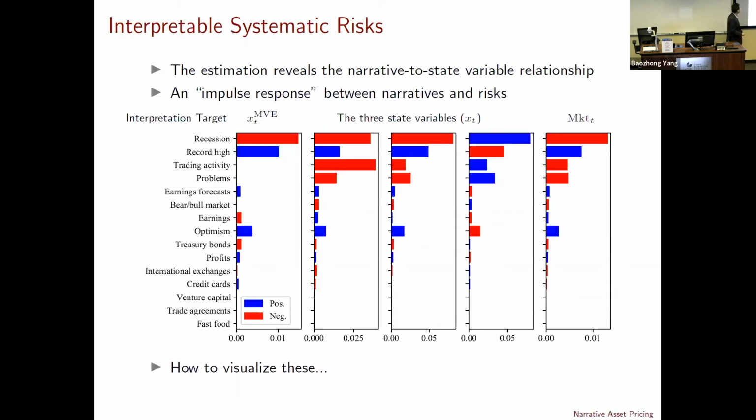The estimation reveals the narrative to state variable relationship. Like I told you before, I'm going to do this impulse response between some textual element, either a narrative, an article, or a word, and how that responds on the risks. I can do this plot, a little bit hard to read here. These show how different narratives have an impact on different state variables. So how to visualize this? I draw a better picture to visualize this.